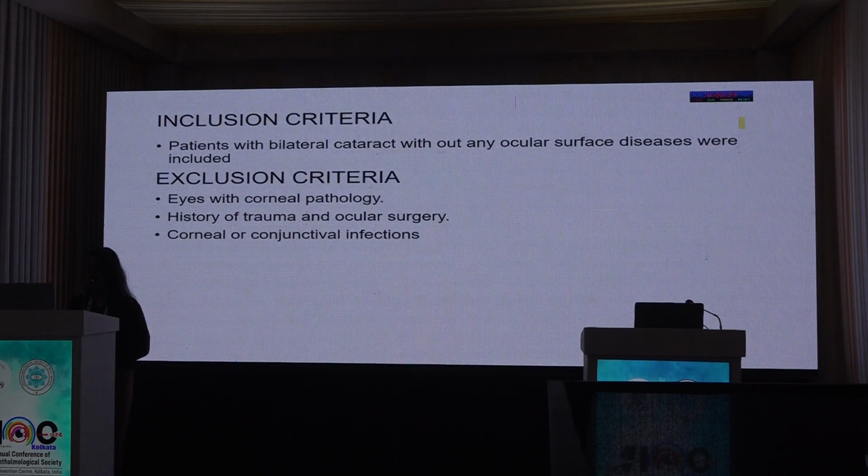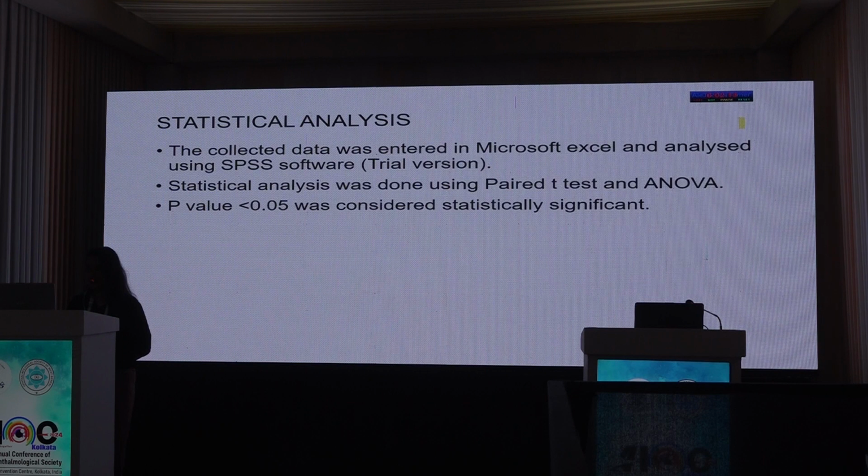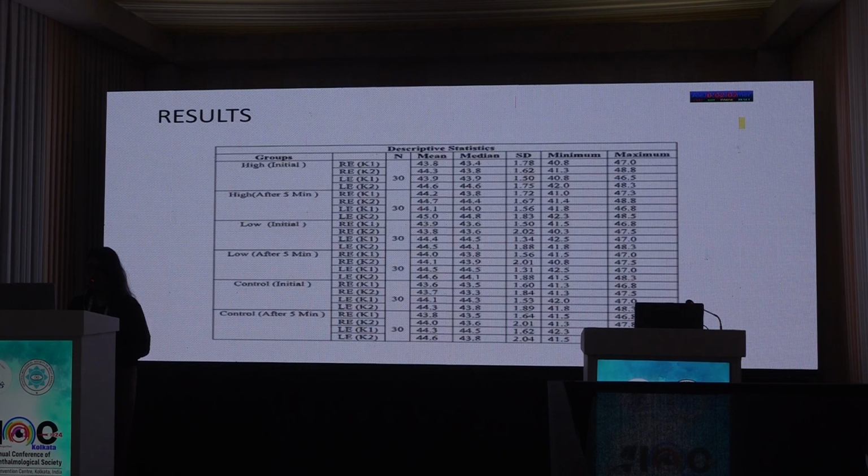Inclusion criteria. Patients with bilateral cataract without any ocular surface diseases were included. Exclusion criteria. Eyes with corneal pathology, history of trauma and ocular surgery, corneal or conjunctival infections were excluded. The statistical analysis: the collected data was entered in Microsoft Excel and analyzed using SPSS software. Statistical analysis was done using paired t-test and ANOVA test. P-value less than 0.05 was considered statistically significant.